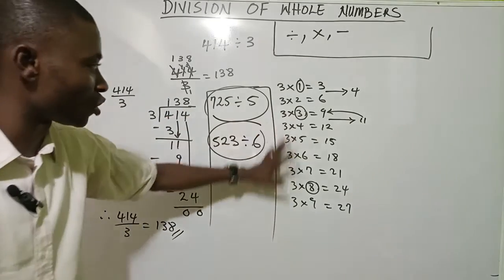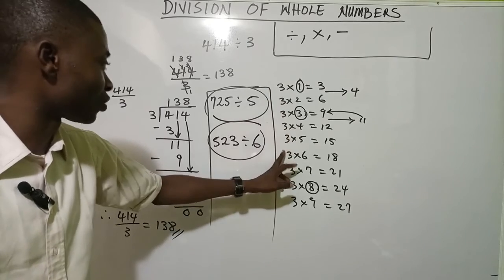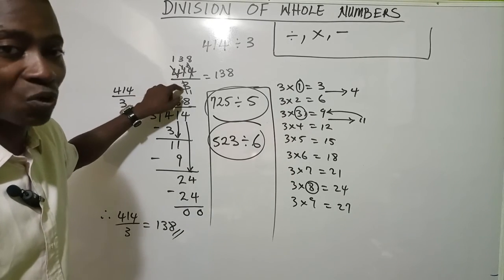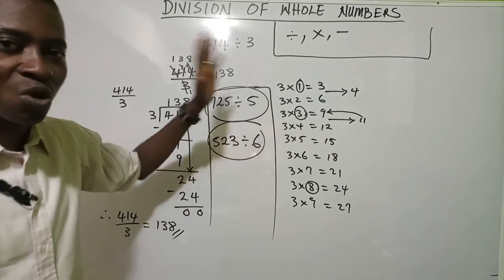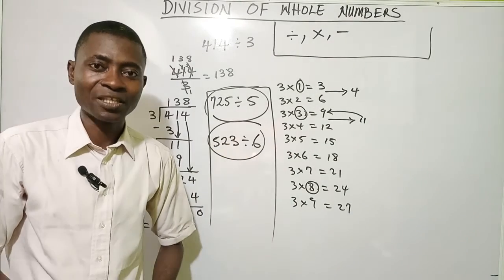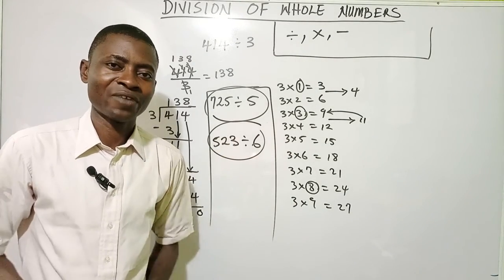And then remember to use your multiplication table. I'm using the 3 multiplication table here because what I'm dividing by is 3. If it is 5, I will use 5. If it's 11, I'm going to use 11. Whatever it is, just apply it. You will find out that division of numbers is actually very, very simple.